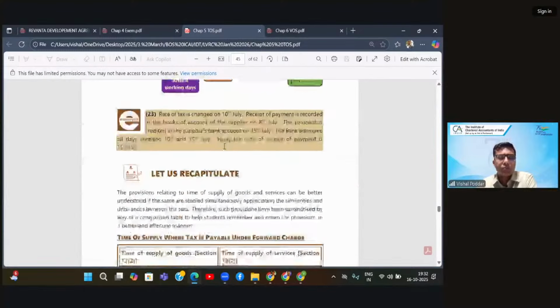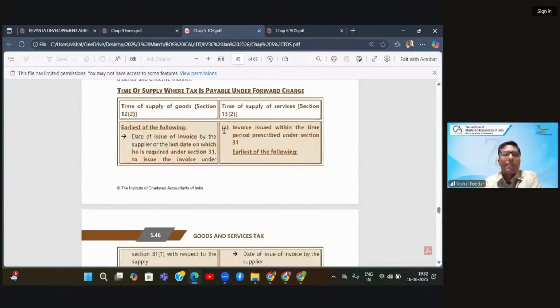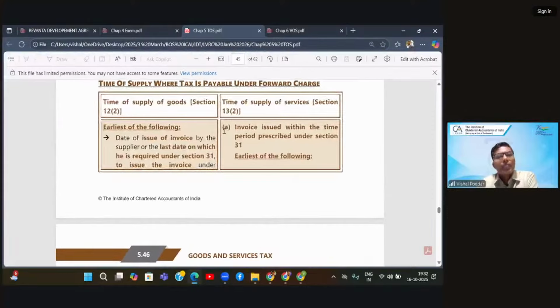Now, what is the time of supply in case of forward charge transaction? Now, forward charge, I will divide it into three categories: regular transactions, continuous supply transactions, and special transactions. So these are the three types of transactions within forward charge: regular, continuous, and special. Now we first go to time of supply provision for goods.